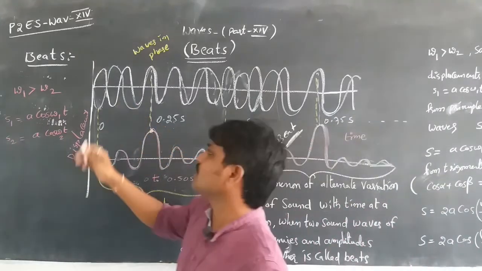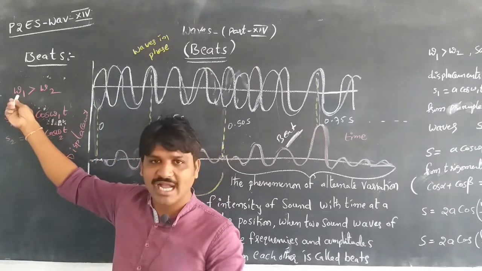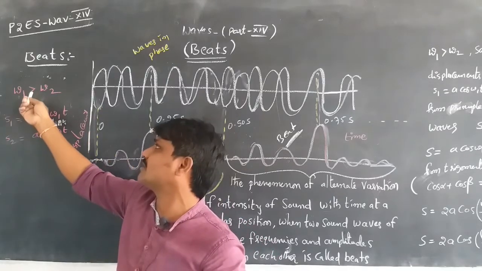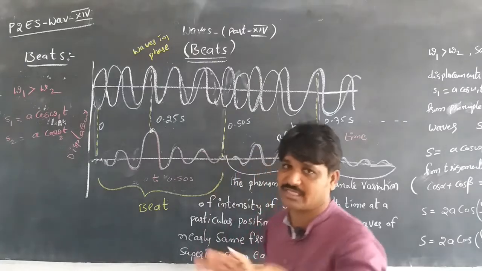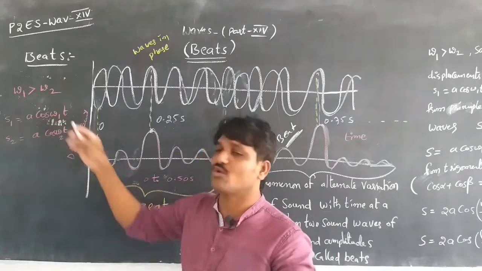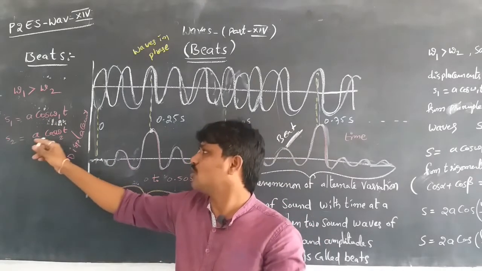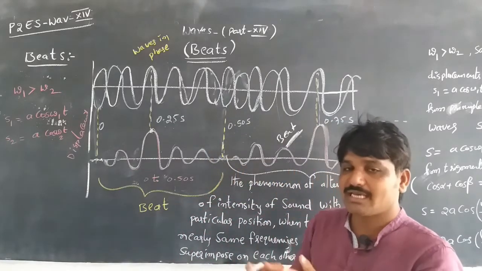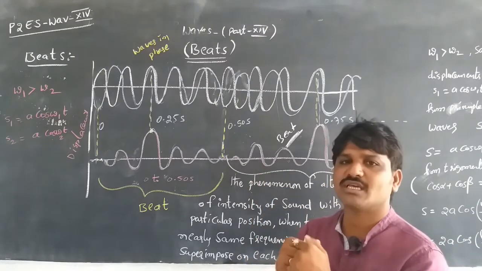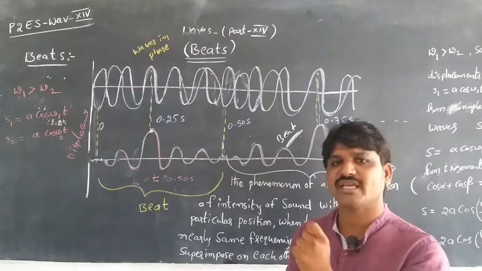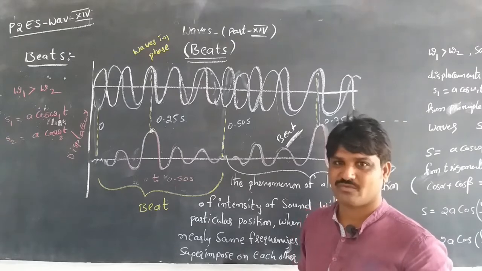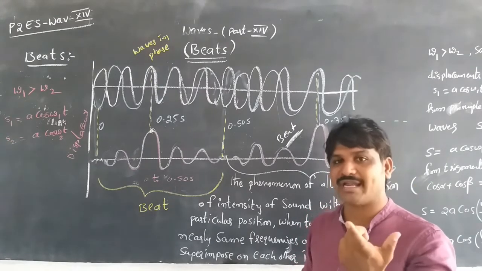Here if we take two waves with angular frequencies omega 1 and omega 2, where omega 1 is greater than omega 2, the displacements are S1 equals a cos omega 1 t and S2 equals a cos omega 2 t. When two waves of different frequencies are superimposed, we hear the maximum and minimum, which we can call the waxing and waning of sound.